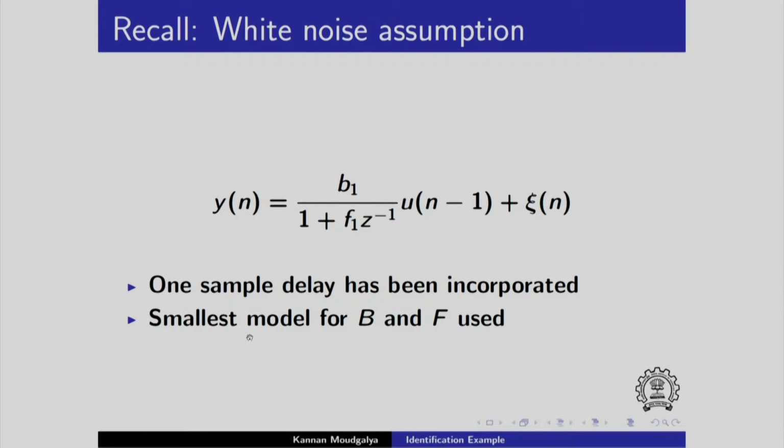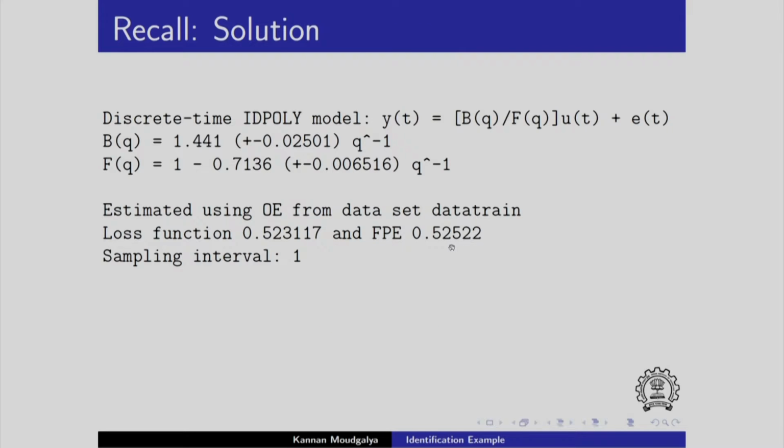So we fitted with the smallest model for B and F with one coefficient each. We obtained the following fit. I have now written that in the form of a mathematical equation. You can see that 1.441 here and 1 minus 0.7136 here, and there is one delay, so we have denoted as U of n minus 1, and then white noise C of n, and this is B by F.